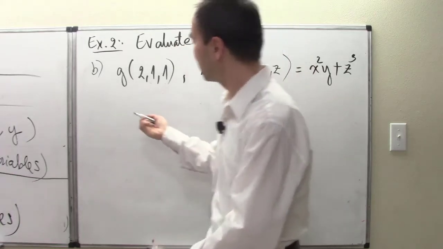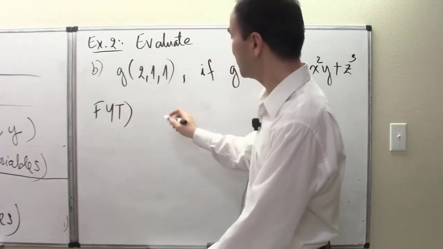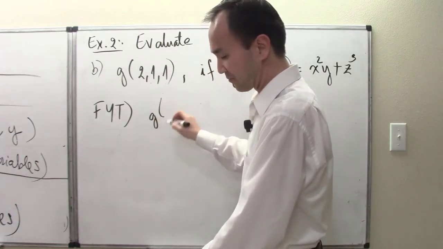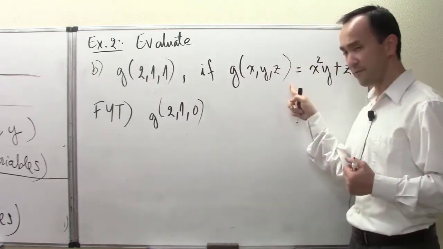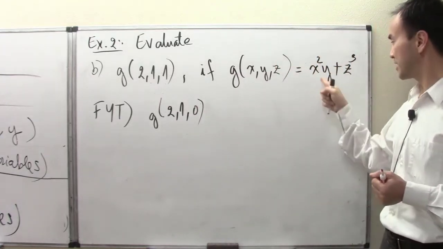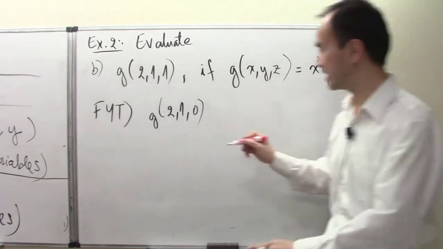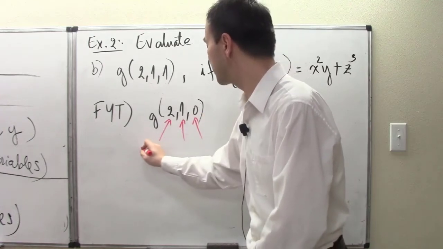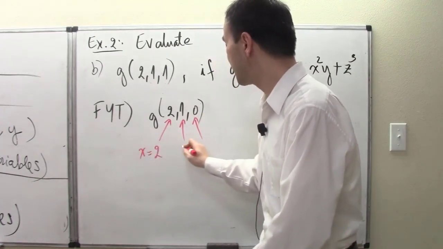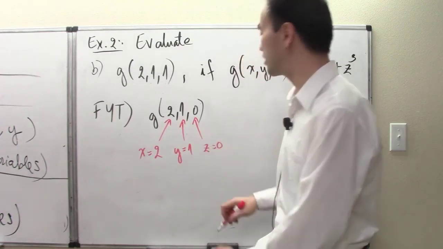All right, so here we go with our FYT right now. Okay, let's evaluate g of 2, 1, 0, on the same function, x squared y plus z cubed. Just a little hint for anyone watching this video: this just means we substitute 2 for x, 1 for y, and 0 for z right there.